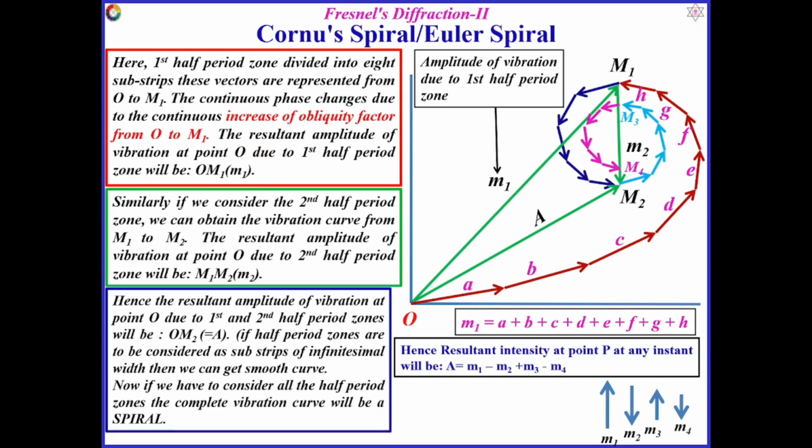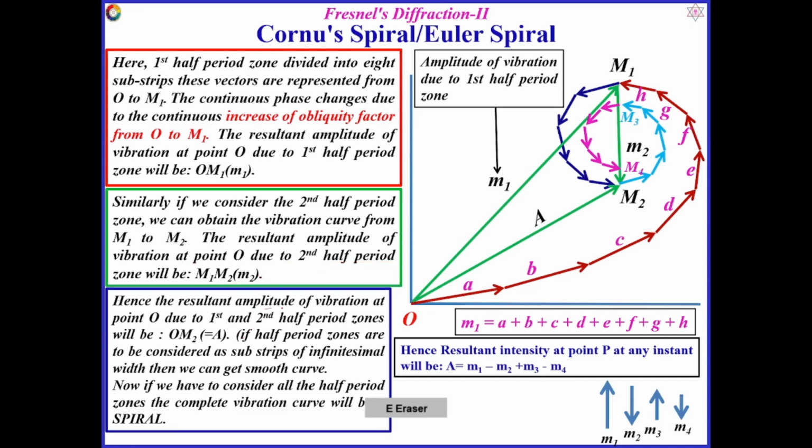Likewise, similarly, if we consider the second half period zone, we obtain the vibration vector from M1 to M2. This is the resultant vector due to the second half period zone, and the amplitude will be M2, that is from M1 to M2. This is the vector for the second half period zone. So the vibration at point P due to the second half period zone will be M1M2 or small m2.